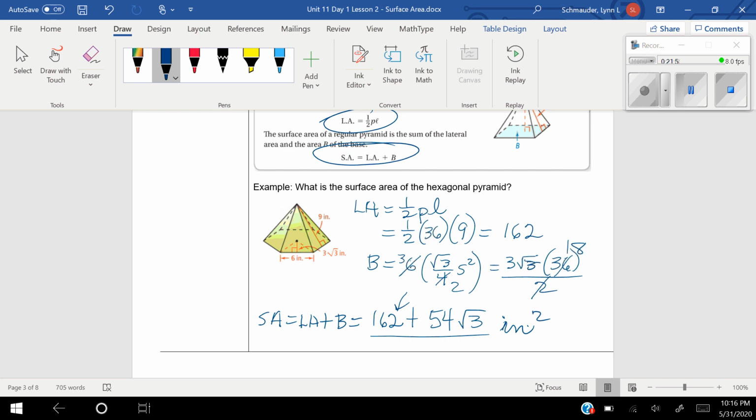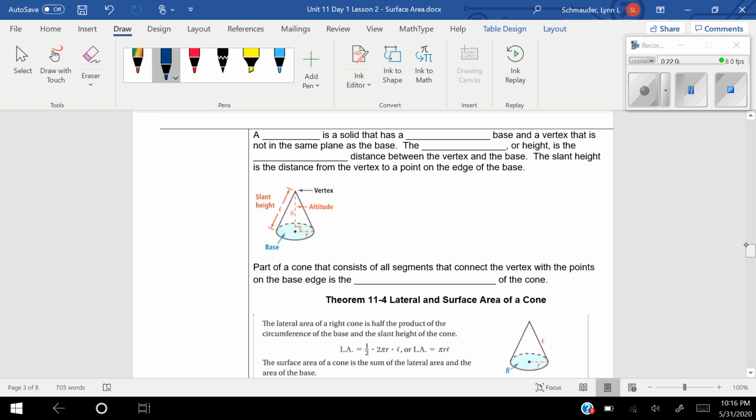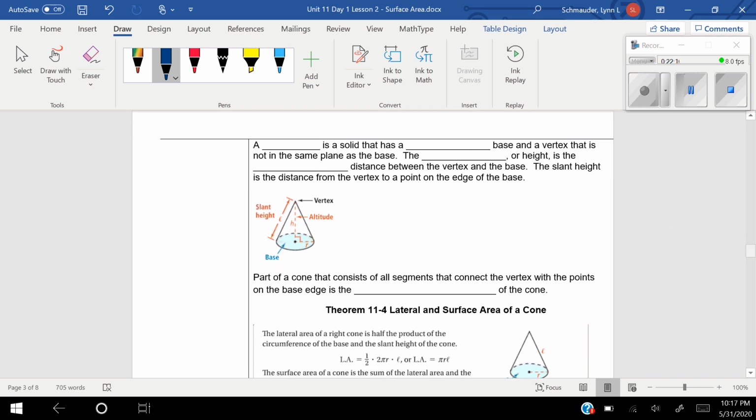Okay, so now we've learned how to find the surface area of quite a lot of things. What we've got to do next is a cone. So if you need to take a break here, I'm sorry. I know this is long. This is one of the longest ones of the year. So take a break if you need to. Come back. I'm actually going to take a break and go put a new battery in my pen and see if it works better.